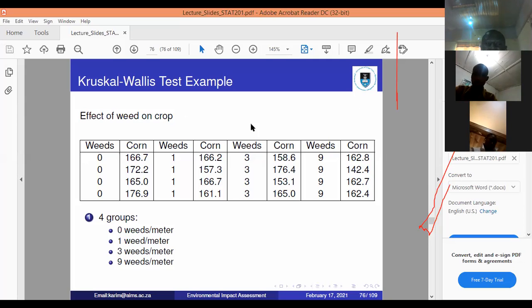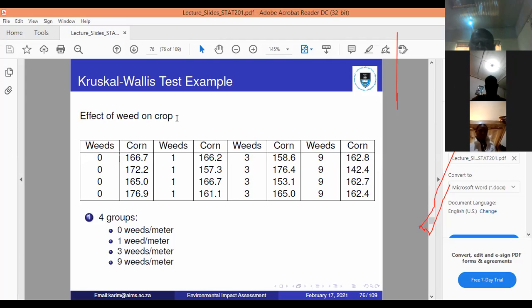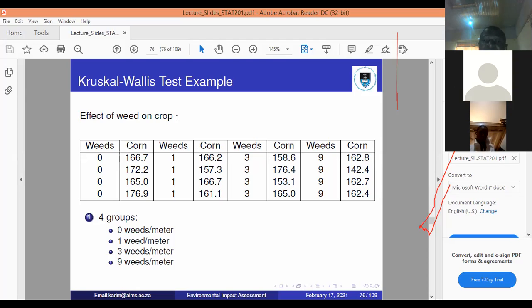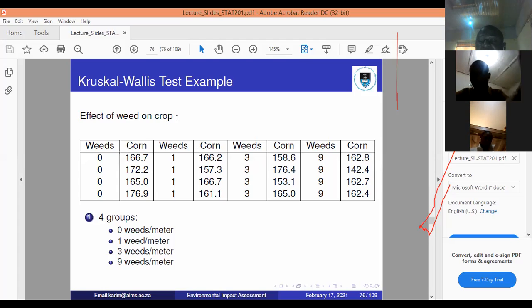So we have a data set here from 4 samples. Here we are looking at how weed affects crop yield. From an environmental point of view, it could be that you are looking at how a particular substance released into the soil can affect the crop yield or the productivity level of certain species in the environment. But here we are looking at how weed will affect the crop yield, and we are looking at different weed lengths.